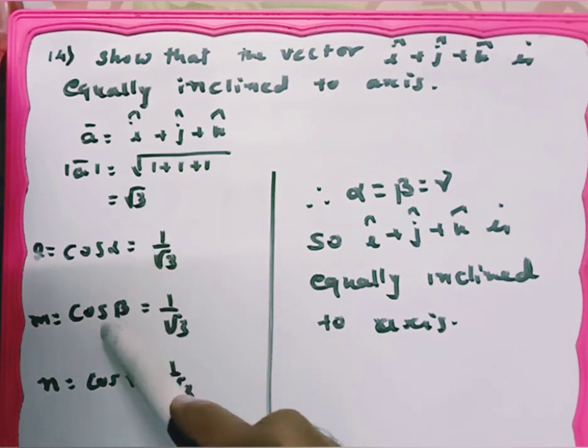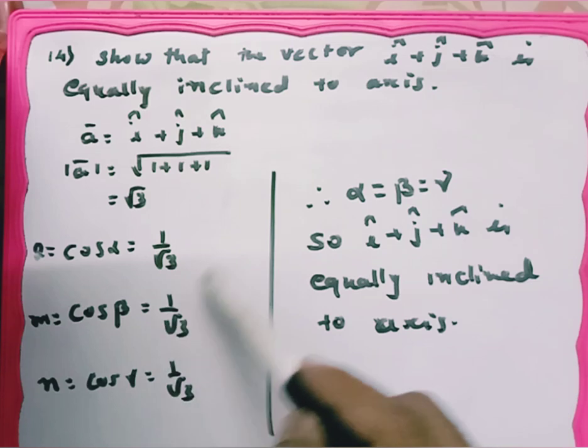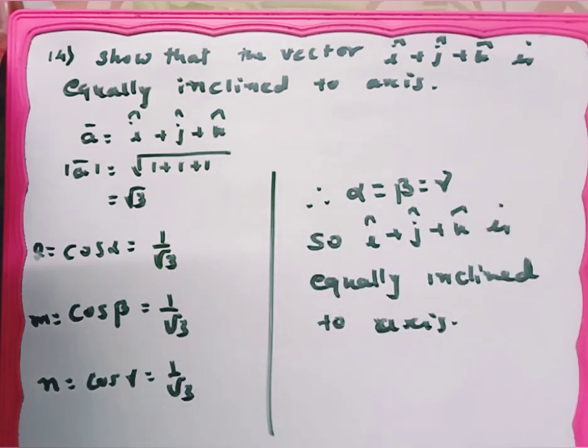So here cos alpha, cos beta, cos gamma values are equal. So we can see that alpha equals beta equals gamma. And so i caret plus j caret plus k caret is equally inclined to the axes.